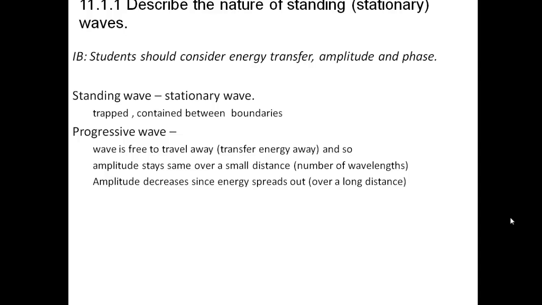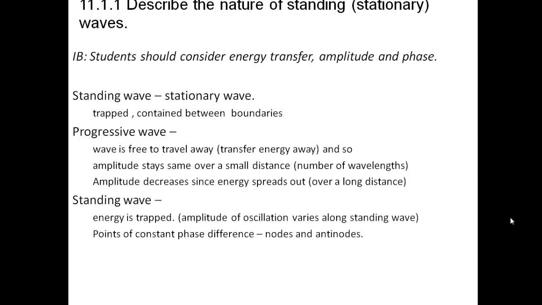As far as the amplitude is concerned, in a progressive wave, the amplitude stays fairly constant over a short distance, but with a stationary wave, there's some areas where the amplitude is zero, which are called nodes, and some areas where the amplitude is at a maximum, and these are called antinodes. With a progressive wave, however, the amplitude does decrease because the energy spreads out. With a standing wave, the energy is trapped.